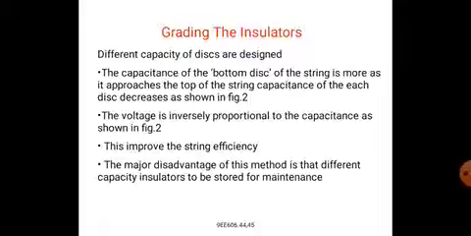By increasing the capacitance of the lowest unit and decreasing it progressively for the other units, the voltage can be equalized. The effect is to reduce the voltage across the lower units and to increase it across the top units. So the lower unit, the bottom disc, should have more capacitance and the top unit less. By correct grading of the capacitance, complete equality of voltages can be obtained, neglecting the capacitance between metalwork and line conductor. The major disadvantage of this method is that different capacity insulators have to be stored for maintenance.